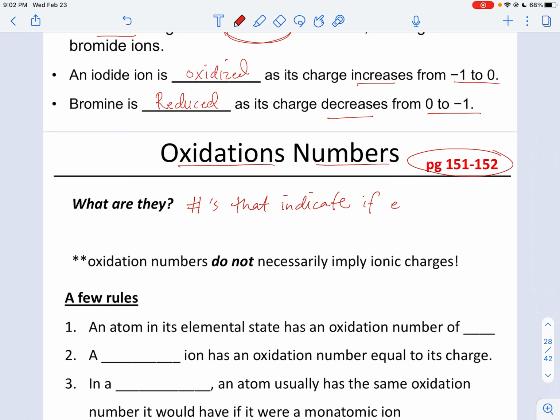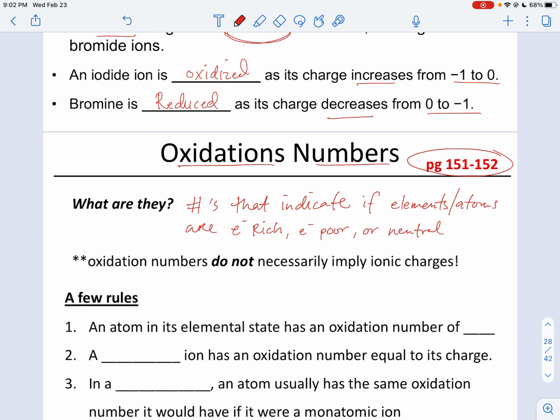if elements or atoms are electron rich, electron poor, or neutral. Okay? Now, I want to tell you, they are going to many times perfectly match ionic charges. Okay? So, most of the time they will match ionic charges.